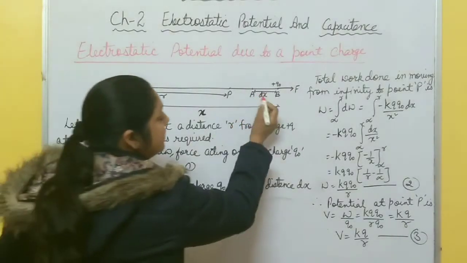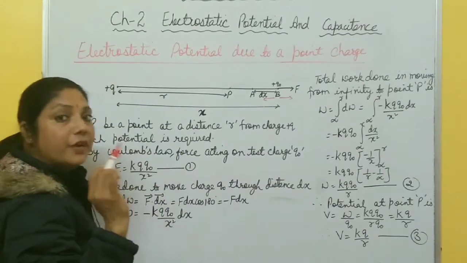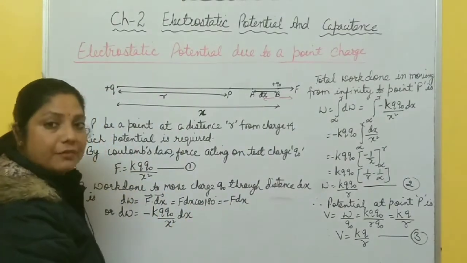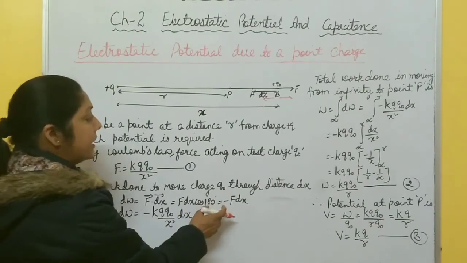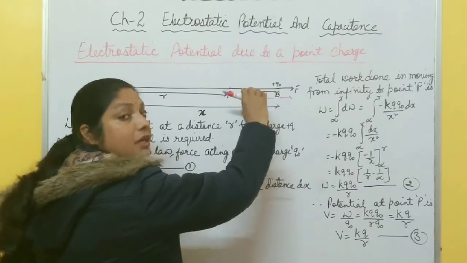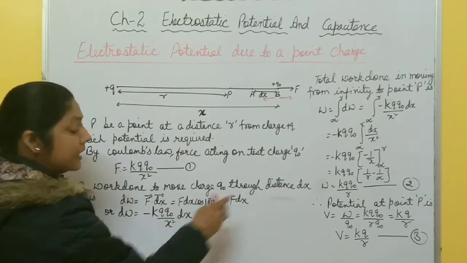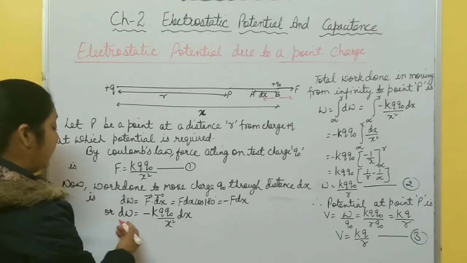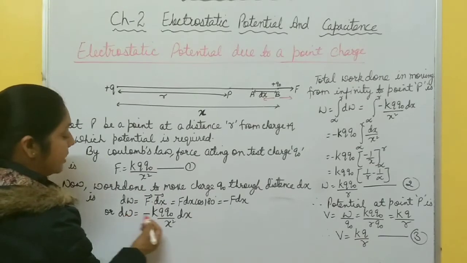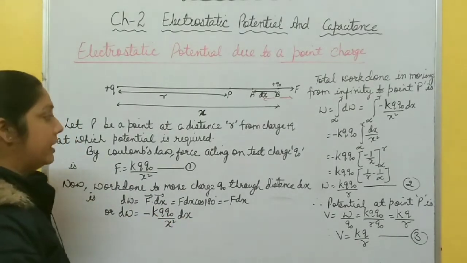Now dx is in this direction, F is in this direction, there is an angle of 180 degrees, right? So F dx cos 180, it means minus F dx. And it's clear, na? Force is in this direction, you have to apply external force in the opposite direction. So external work done is minus F dx, right? Or you put the value of F from this equation 1, it becomes dW equal to minus K Q Q0 by x square dx.